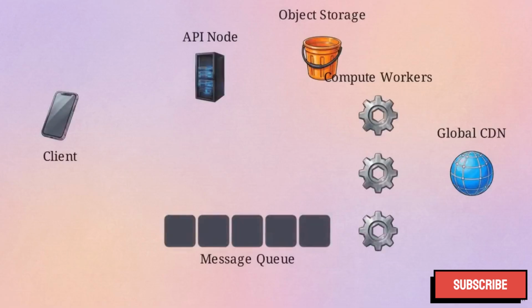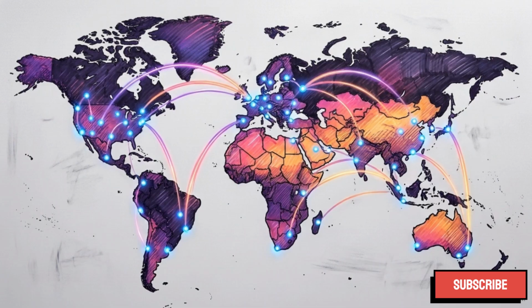To prevent this, the API accepts the payload, dumps the raw file into object storage like Amazon S3, and immediately acknowledges the client. The API then severs the connection. Instead of processing the file, it publishes a task payload into a message queue, such as Kafka. Independent worker nodes monitor this queue, pulling task packets to perform the heavy compute, image compression, resizing, and filtering. Once the workers complete the processing, they push the optimized assets out to the global CDN network for future reads.